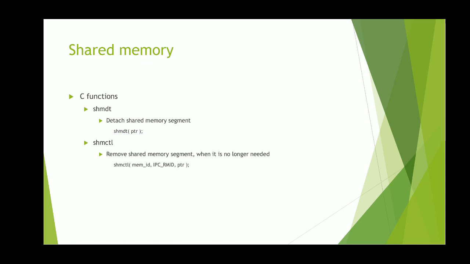The next function is the shmctl function, and this shmctl function will remove the shared memory segment when it is no longer needed. In order to remove this memory segment, we have to give the shared memory ID to the shmctl function, and upon executing it, the shared memory will be removed when it is no longer needed.